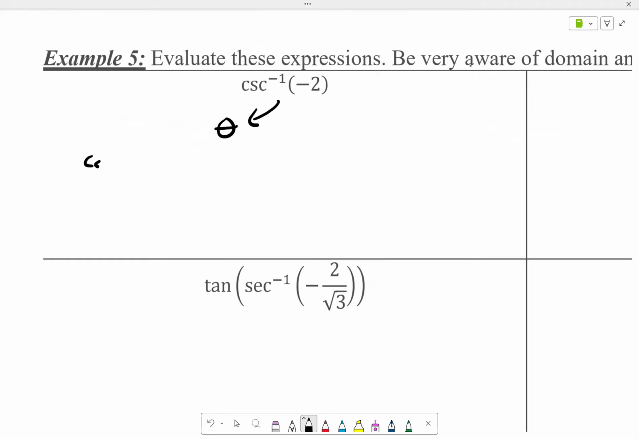So this is saying specifically not cosine. This is saying the angle whose cosecant is -2. Does that make sense how I went from there to that? I want you to think about this problem with your neighbor.